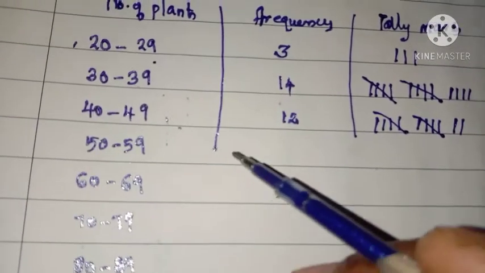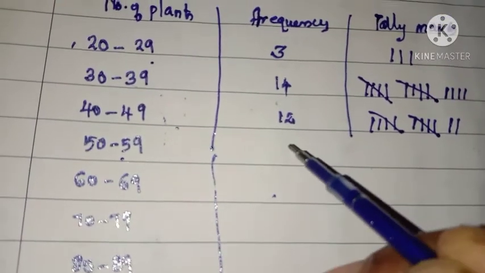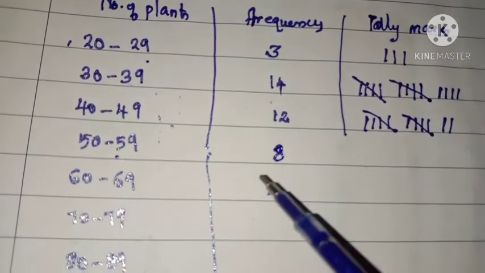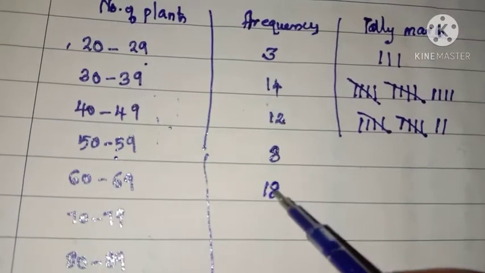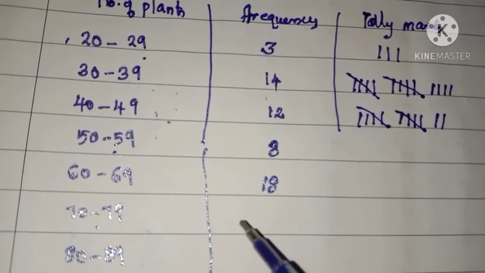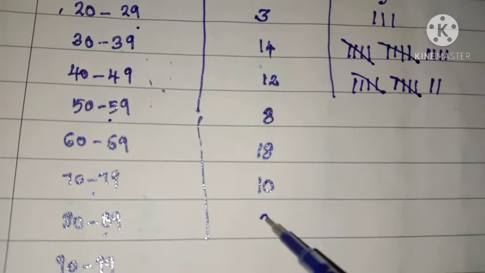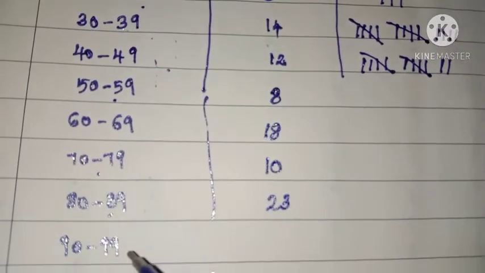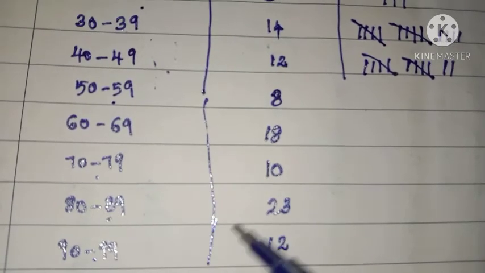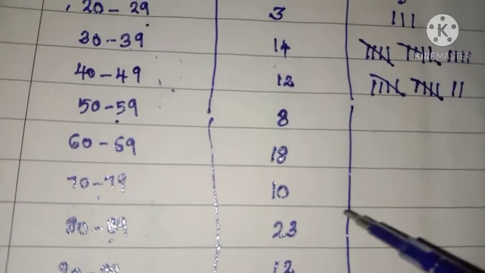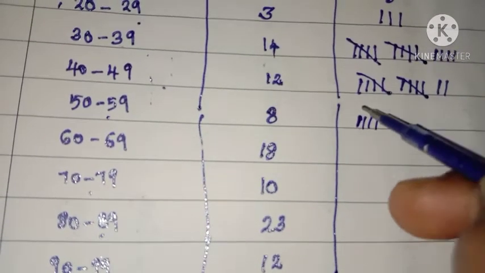So anyway, go through the data. You can see that in the range 50 to 59, 8 plants survived. 60 to 69, 18 plants survived. 70 to 79, 10 plants survived. 80 to 89, 23 plants survived. 90 to 99, 12 plants survived. So these frequencies can also be written in tally form.